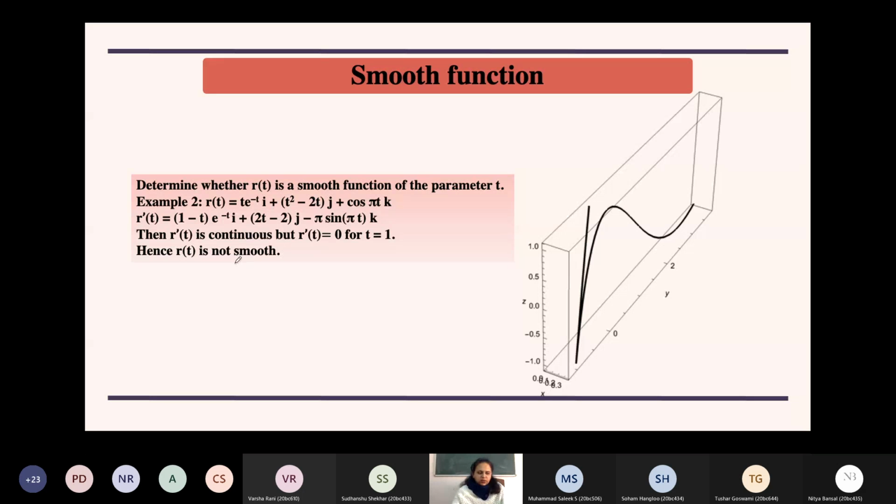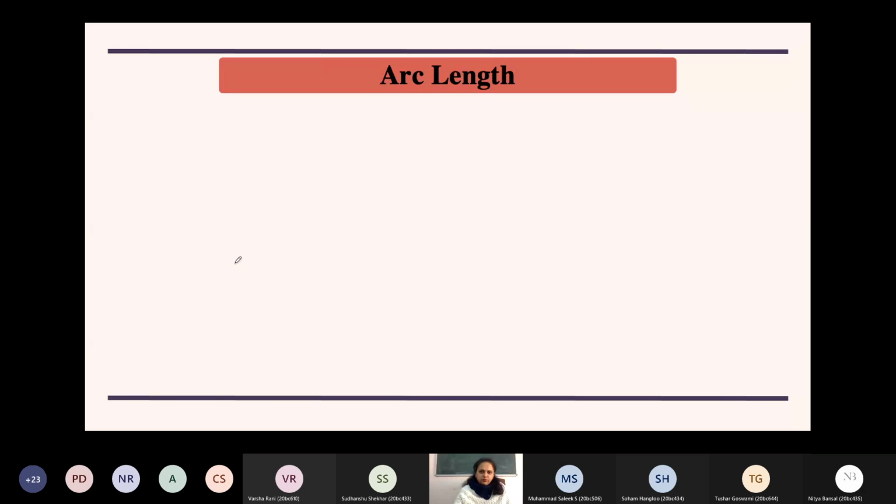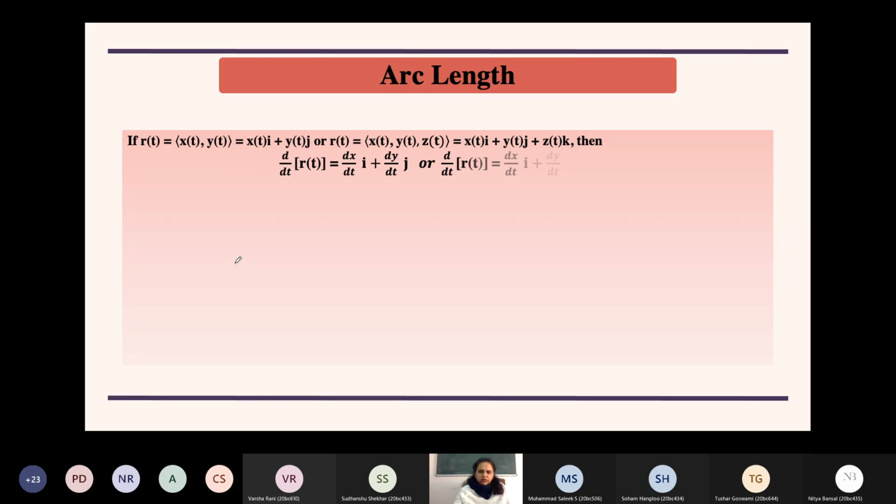Okay, so is this example fine? You can see there are other solved examples also in the book. I have taken these from the exercise. You can check the solved ones also. They are very much similar. Okay, so then we move on to the definition of the arc length.